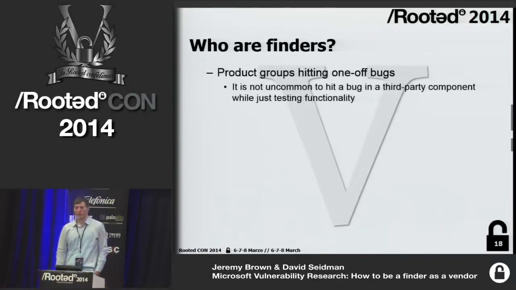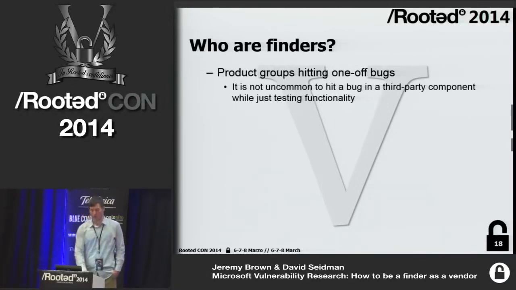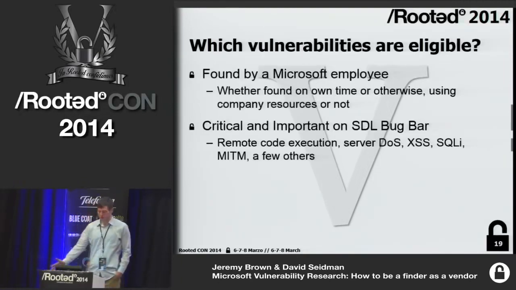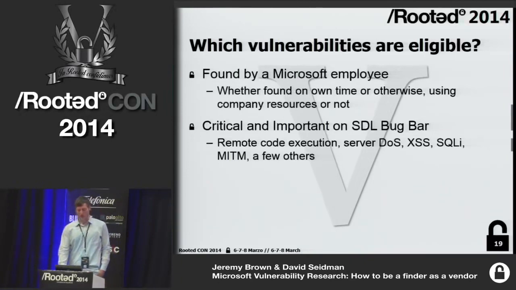And then product groups hitting one-off bugs. It's not uncommon to hit a bug in a third-party component when you're just testing it, and with security impact. So which ones are eligible? If they're found by a Microsoft employee. If you're doing this in your own company, of course, it'd be by your own employee.